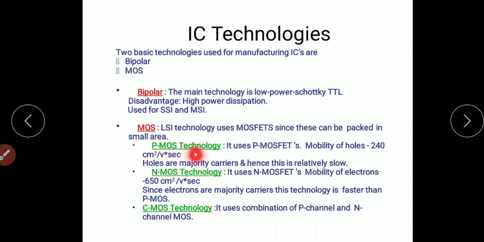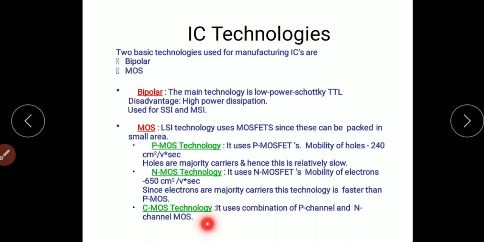In MOS technology, again, three techniques are there. One is PMOS technology, NMOS technology, CMOS technology. PMOS technology means the circuit is designed by using only PMOS transistors. NMOS technology means IC is designed by using only NMOS transistors. Whereas CMOS, complementary metal oxide semiconductor, nothing but it consists of both NMOS and PMOS transistors.